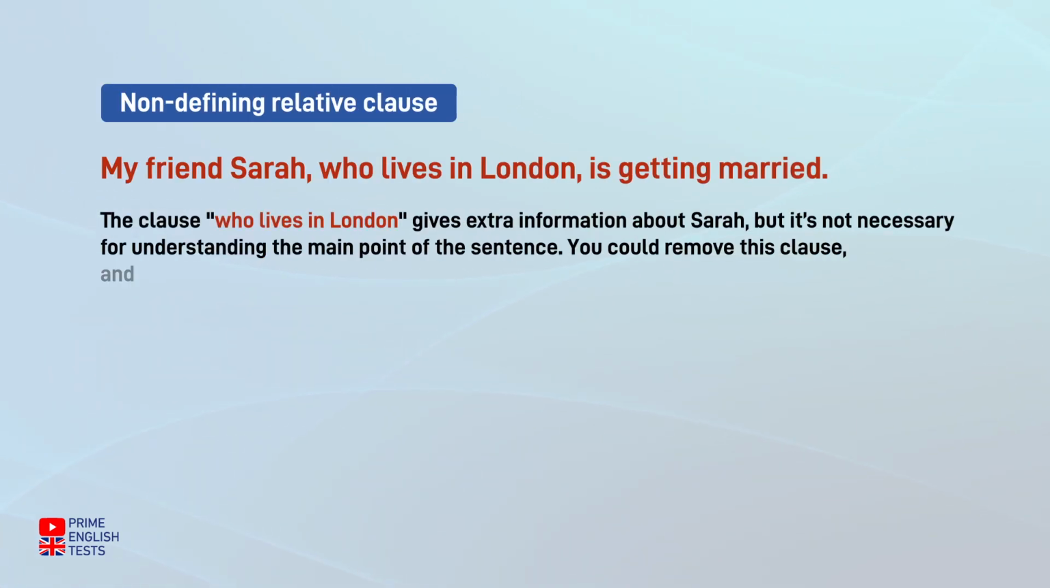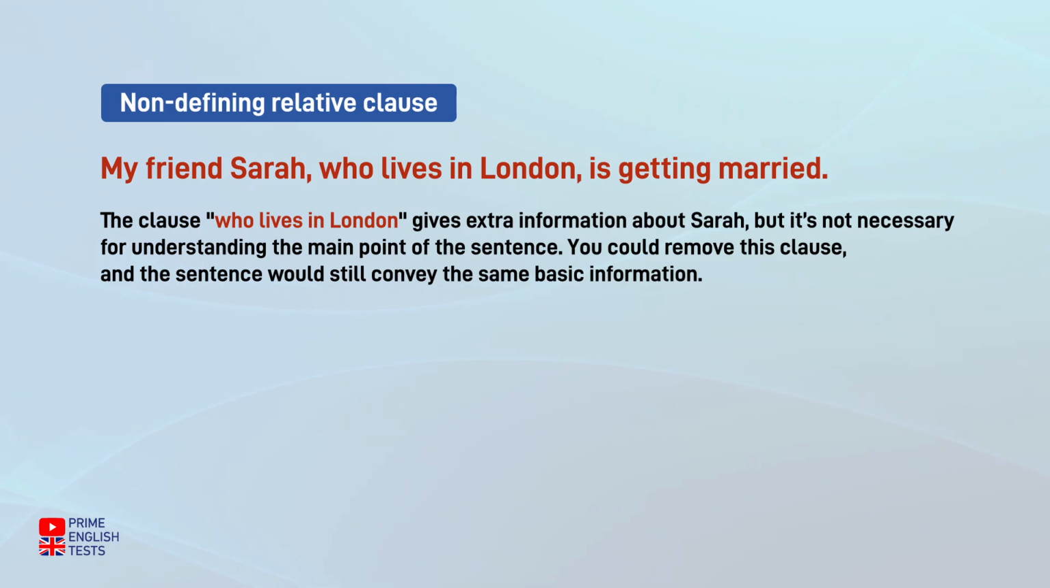My friend Sarah, who lives in London, is getting married. The clause "who lives in London" gives extra information about Sarah, but it's not necessary for understanding the main point of the sentence. You could remove this clause and the sentence would still convey the same basic information.